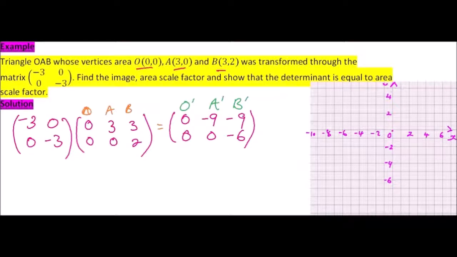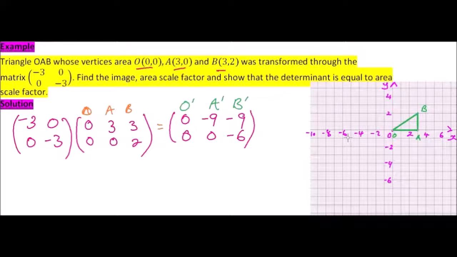We then identify, we start by our object. So O is at 0, 0. Our A is at 3, 0. So that's where we have our O. Then we go to 3, 0. And our B is at 3, 2. So we join the 3 points to come up with our object.